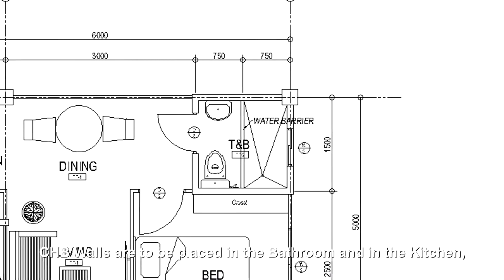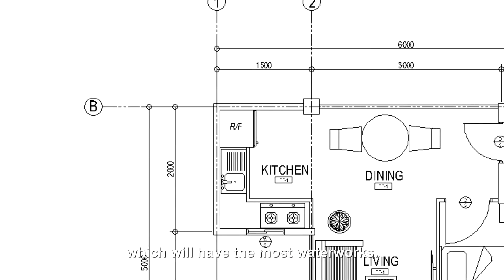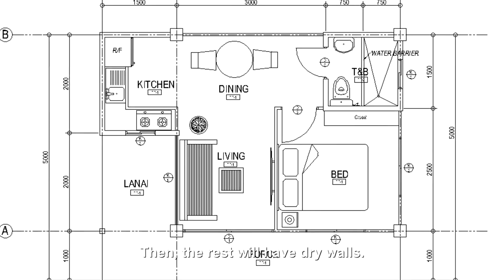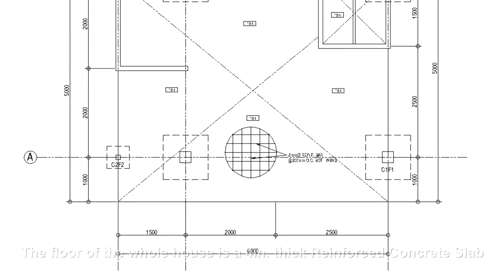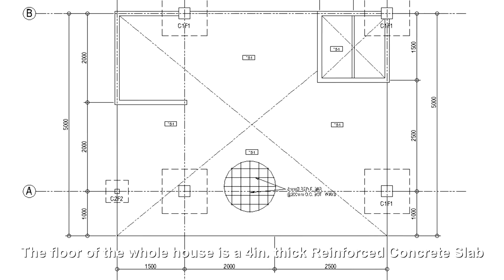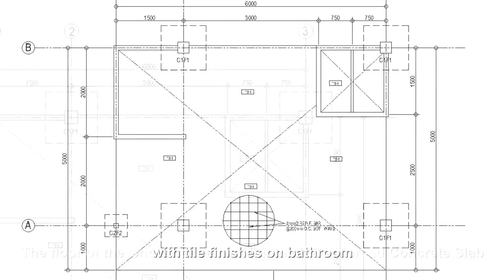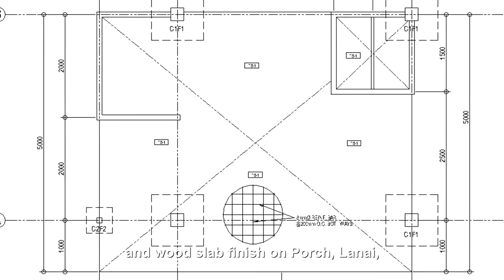CHB walls are to be placed in the bathroom and in the kitchen, which will have the most waterworks. Then, the rest will have dry walls. The floor of the whole house is a 4-inch thick reinforced concrete slab with tile finishes on the bathroom, and wood slab finish on the porch, lanai, living, dining, kitchen, and bedroom.